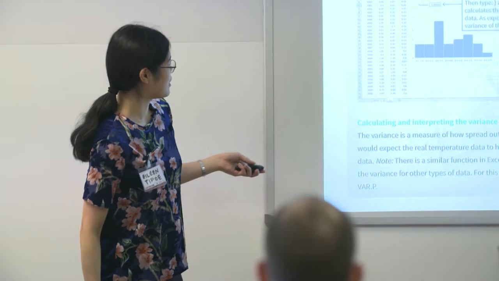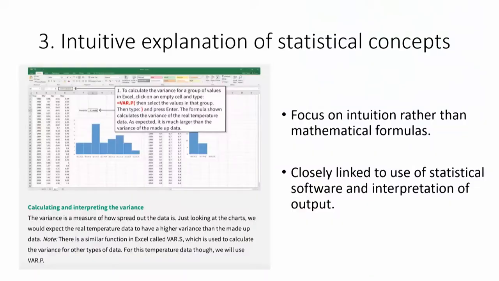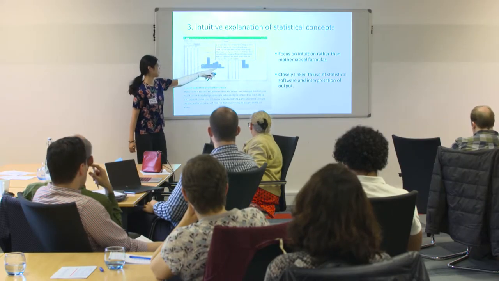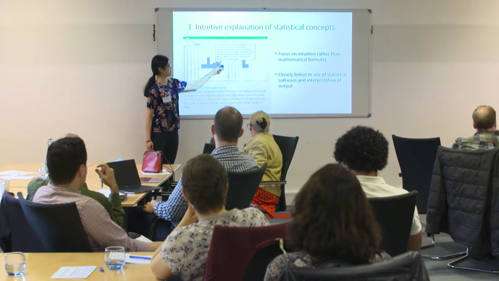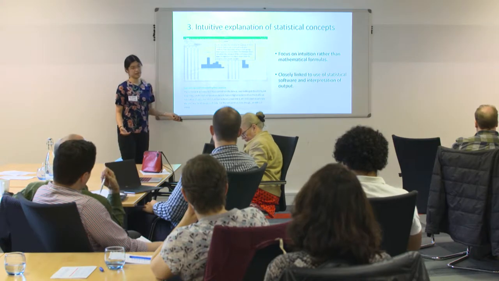So here's an example of how we introduce the variance, and it shows that we closely link it to the use of statistical software and interpretation of output. So not just what the concept is, but how you would practically implement it in the software, and when you put commands through the software and it spits out something, how do you interpret it? Here we tell the students for Excel what they're supposed to type in, and what the formula does, and then we have some examples to show how they can interpret it.